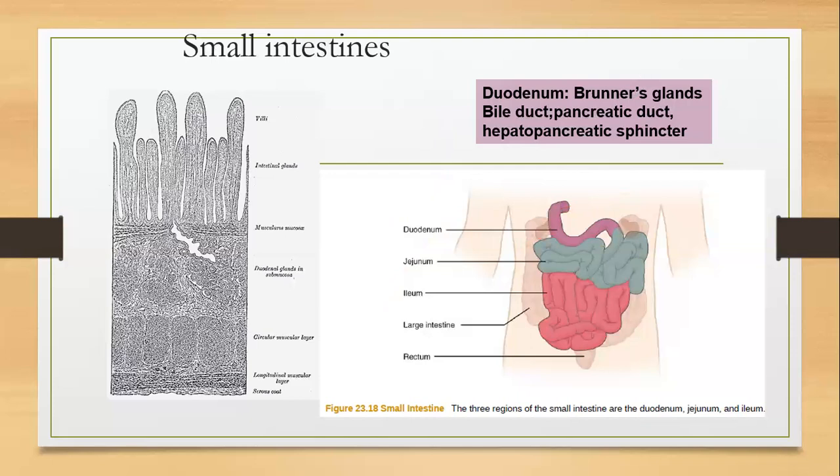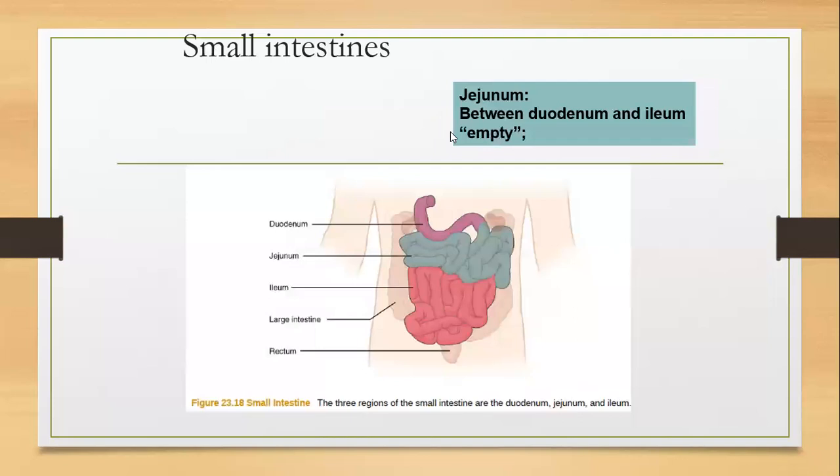So I think that is a major structure I can talk about. Then I'll come back to the duodenum as I compare the structure of the duodenum, jejunum, and ileum.